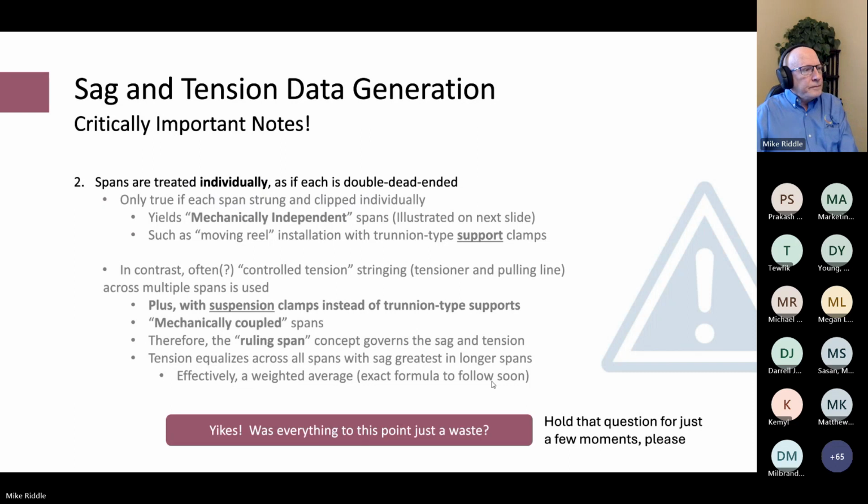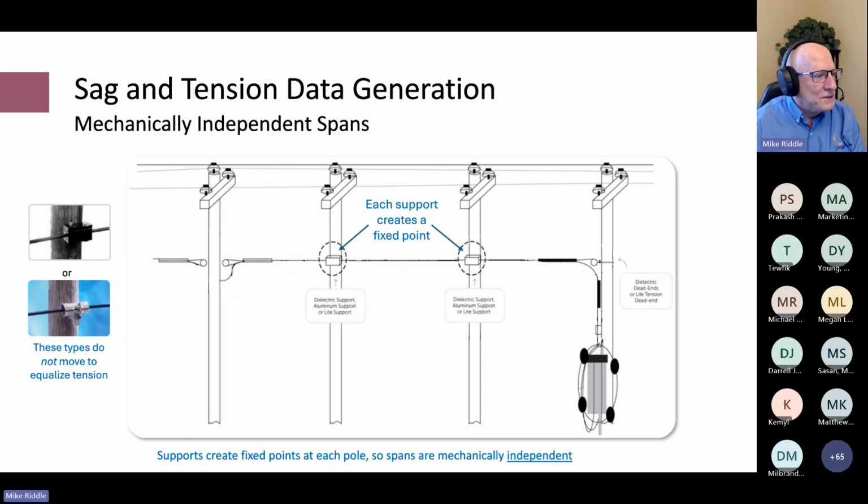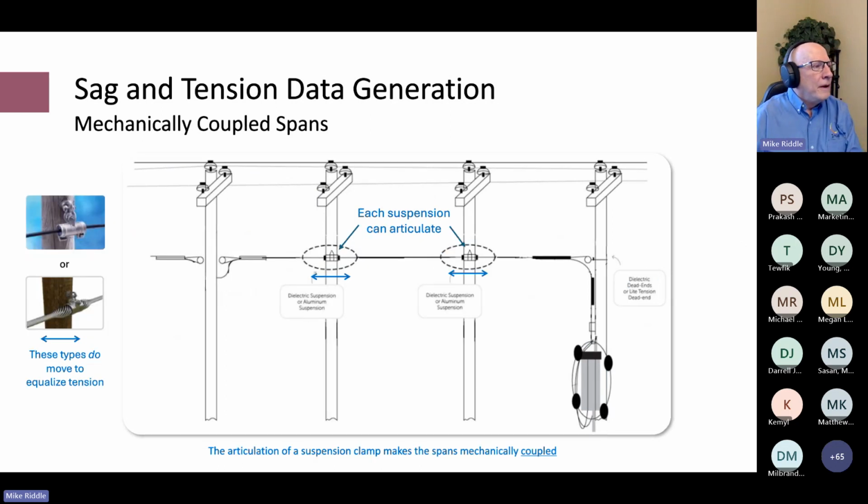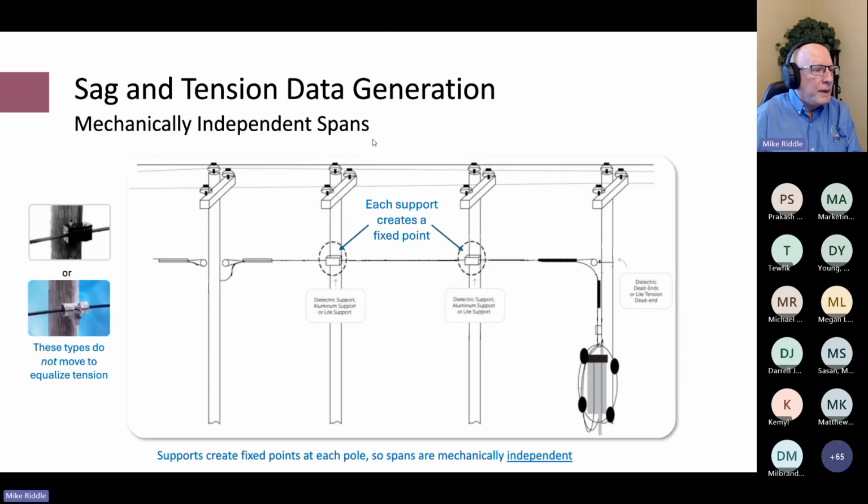So I told you how to get all this data, and now I've said effectively, is it wrong? So do we just waste all of our time here? No, hold that thought for a minute. I'm going to salvage the situation in a minute. Trust me. So again, here were the mechanically independent spans. Everything is fixed.